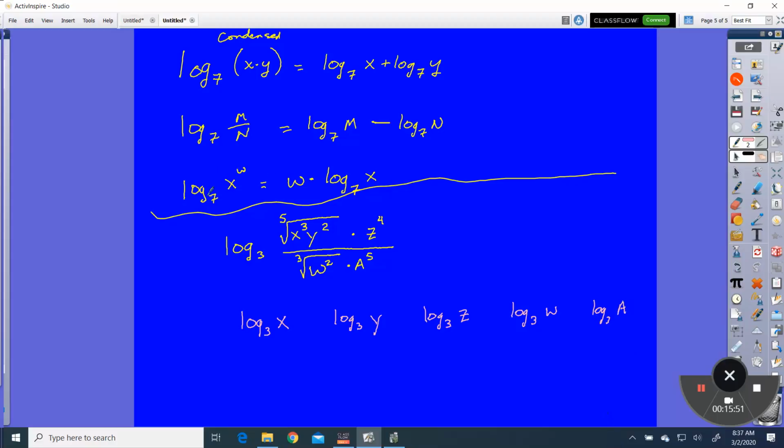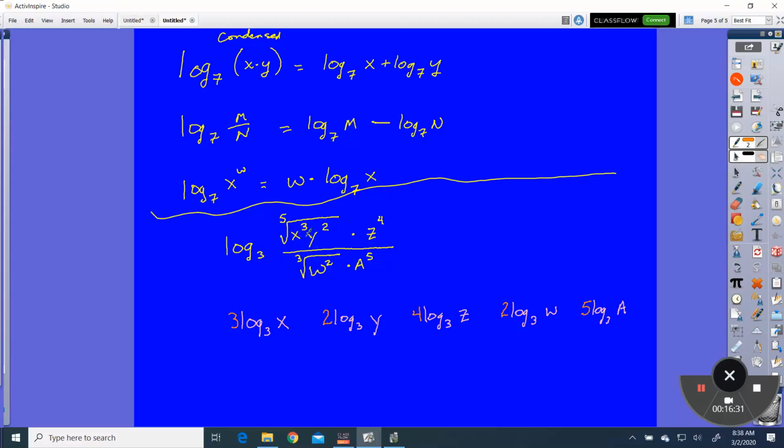Now, see on this one that had log 7x to the w, where did that w on this power end up? In front. So anything that has a power on it ends up in front. So the power on x is what? So that 3 is going to end up in front because it has a power of 3. What's the power on the y? So it goes in front. What's the power on z? So it goes in front of that. W is a 2, a is a 5. So that's the power on each of those variables.